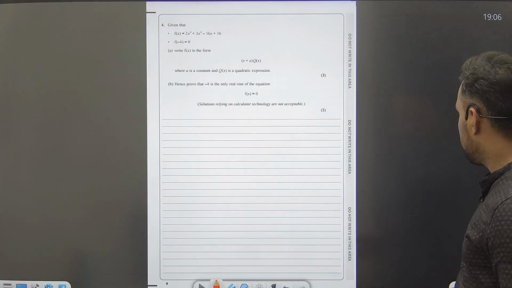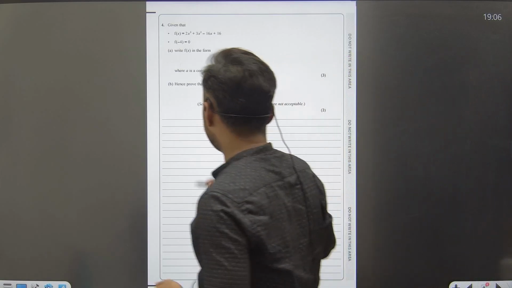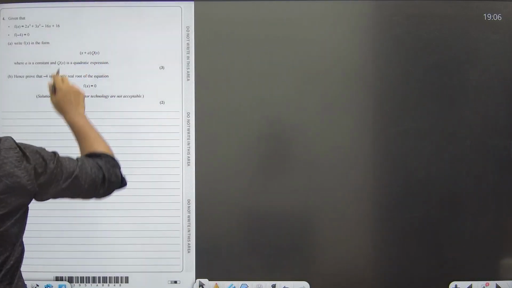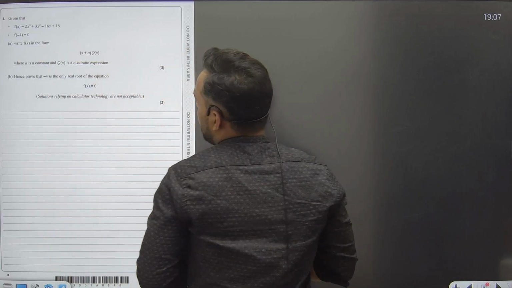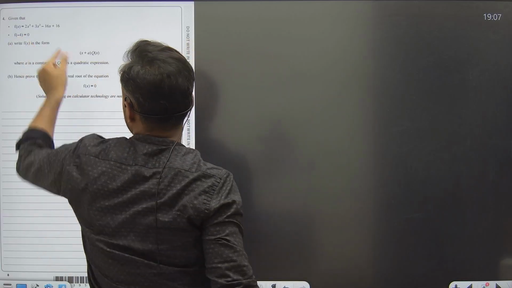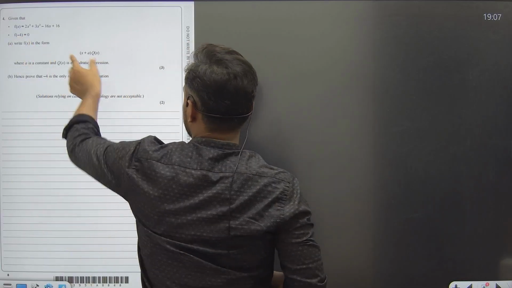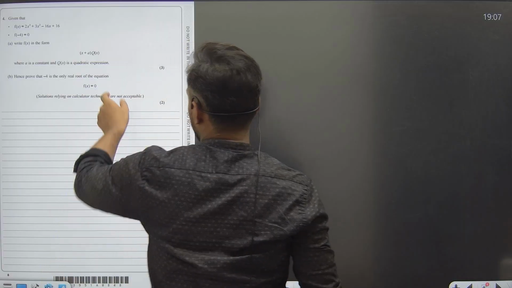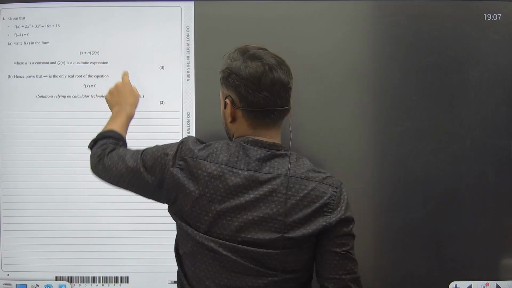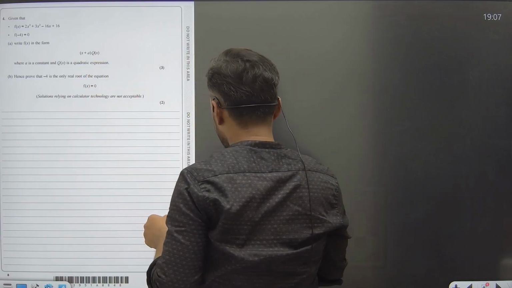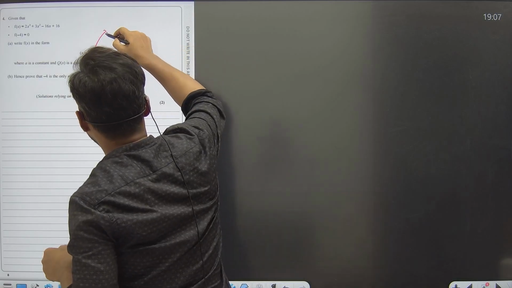Now let's move to the next question, that is the fourth question. The function f(x) is given, and f(-4) is equal to 0. Write f(x) in the form (x + a) times q(x). Here, q, don't get confused with quadratic here, students. This is the format of quotient.